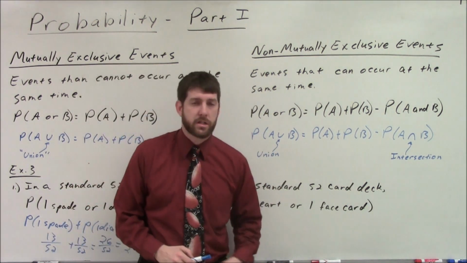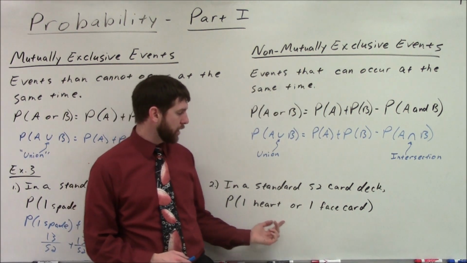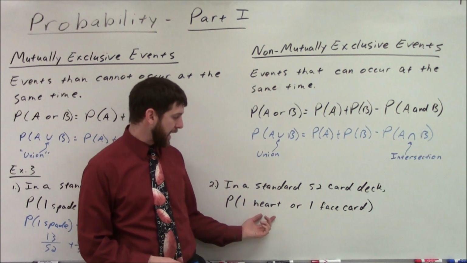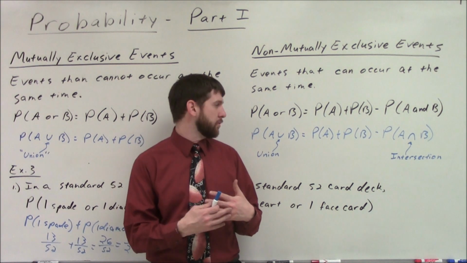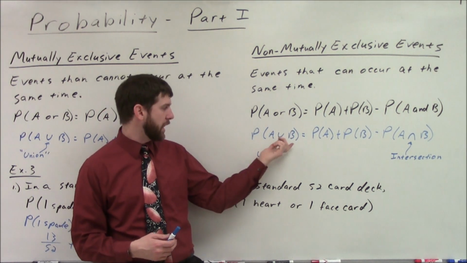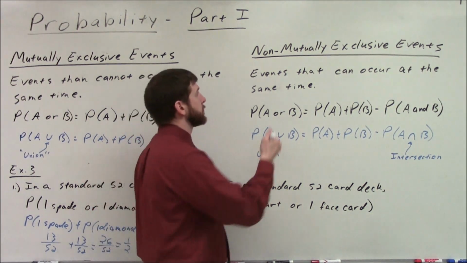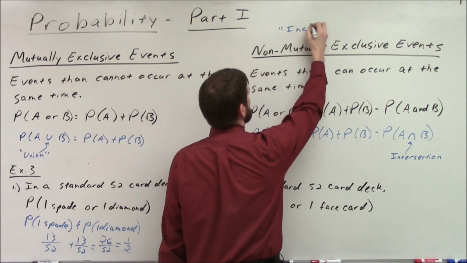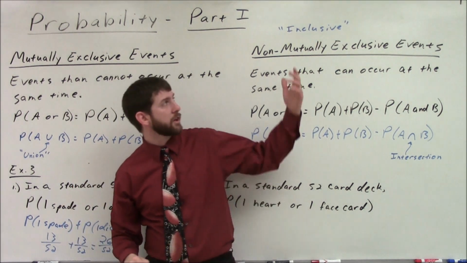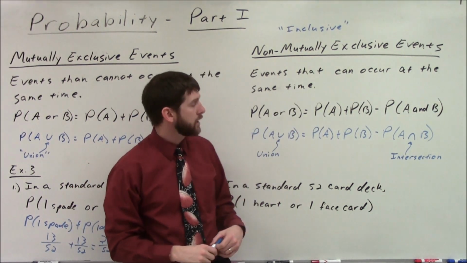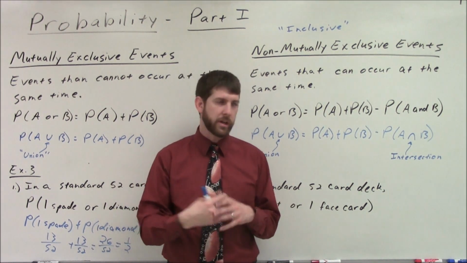Now, if we had non-mutually exclusive events, such as we have right here, where two events can occur at the same time, if I want the probability of one heart or one face card, well, I can have some hearts that are face cards. So since both of those can occur at the same time, we're still doing a union. It's an A or B, so it's still A union B, but because they're non-mutually exclusive, some texts you may see say inclusive. Seen that a time or two. So since they're inclusive or non-mutually exclusive events, we've got to do a little adjusting to our formula, just like we did with the dependent events from the independent events.